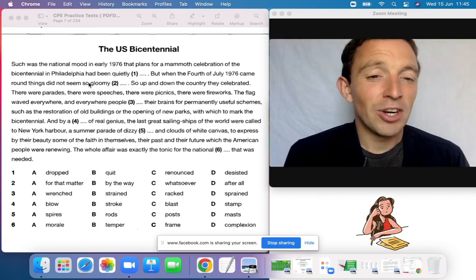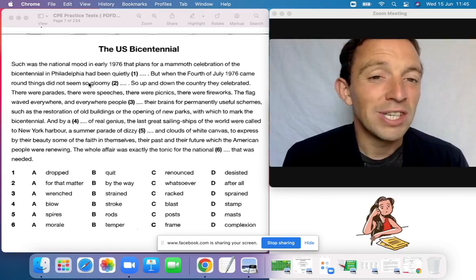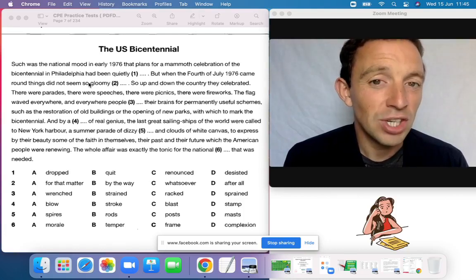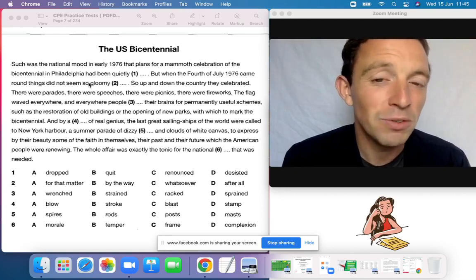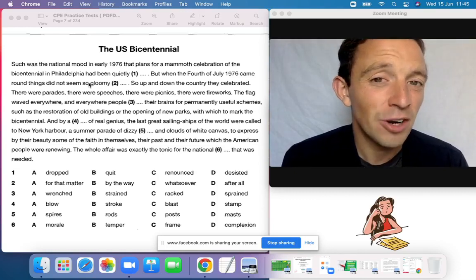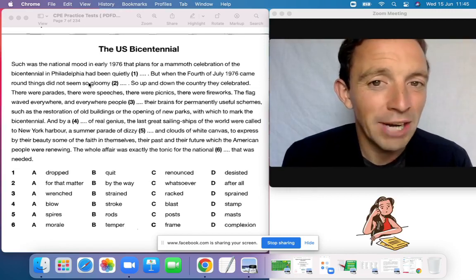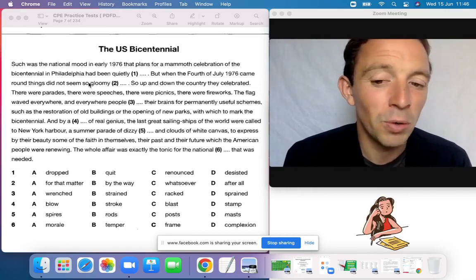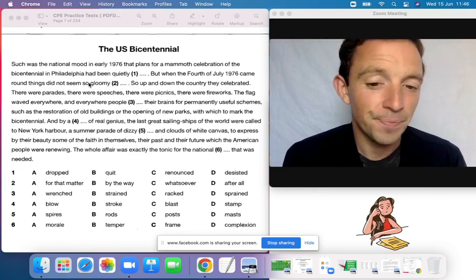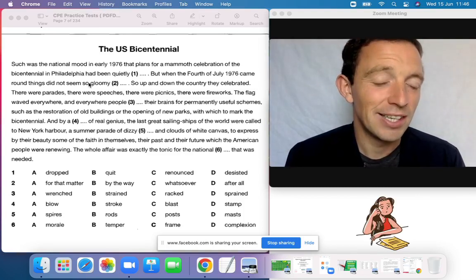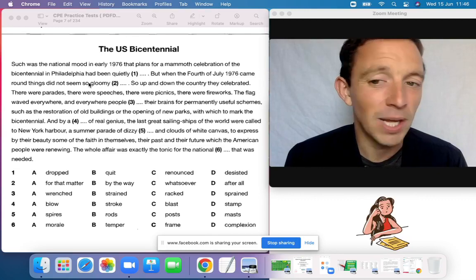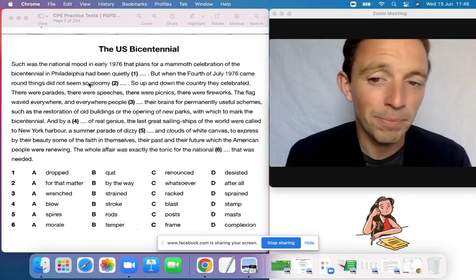Renounce is for your title or your job, like to resign. If you renounce your position, you are giving up or you're quitting your job. So to renounce is typical for a title or a job. Quit is more general. Quit your job, quit smoking, quit eating sugar. And desist, I think, is more like resist. So desist is a bit difficult as well. But the best answer, I think, is dropped.